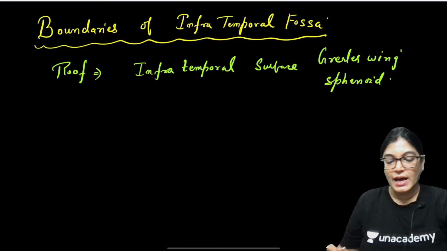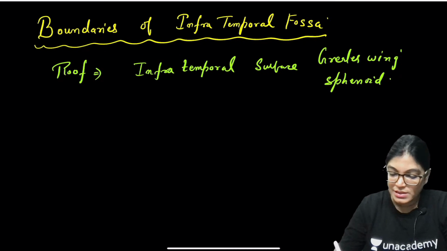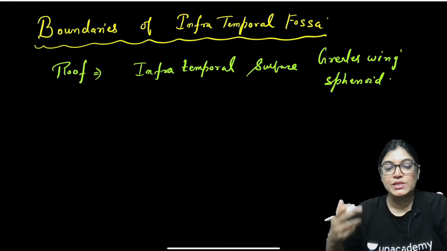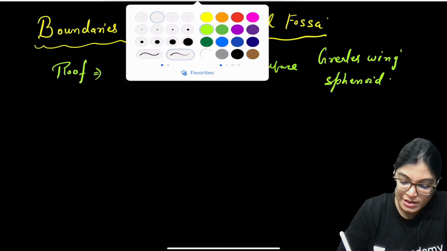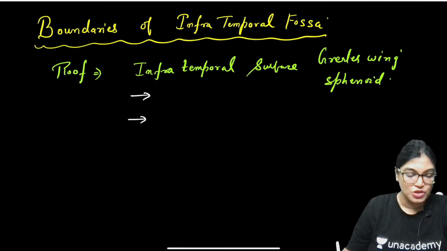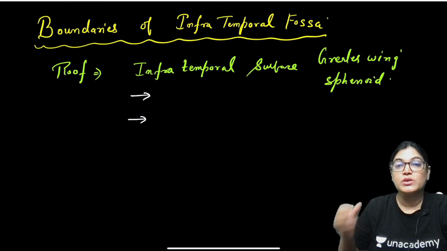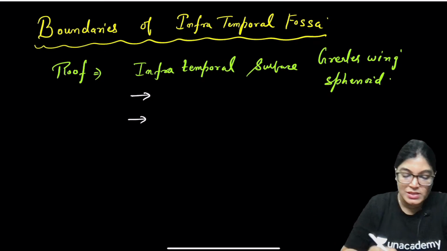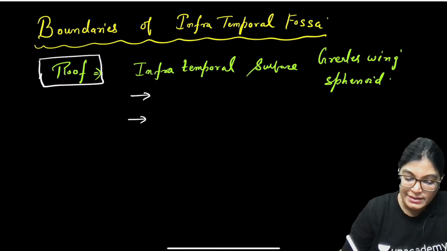And my dear aspirants, I also want to tell that the roof, which is formed by the infratemporal surface of greater wing of sphenoid, has foramens, which form its communication with the middle cranial fossa. So which two foramens are lying there? Please write down, two foramens are located. Yes, absolutely right. It is the foramen spinosum and ovale. Very good. So in the sphenoid, foramen spinosum and ovale are lying, which form the communication with the middle cranial fossa.